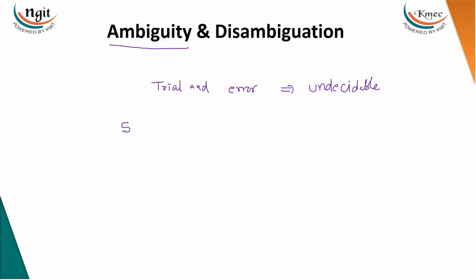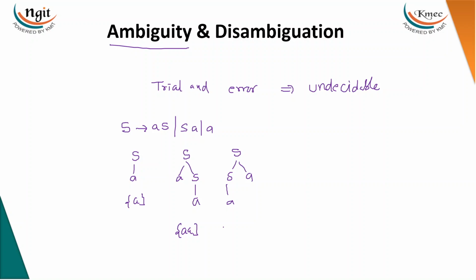For example, let me take S tends to AS | SA | A, and see how to generate strings. For S tends to A, there is only one parse tree for the string A. Take one more string: S tends to AS, S tends to A. I got the string AA. For this AA, can I generate one more parse tree? Check it: S tends to SA, S tends to A. I got the same AA with two different parse trees.